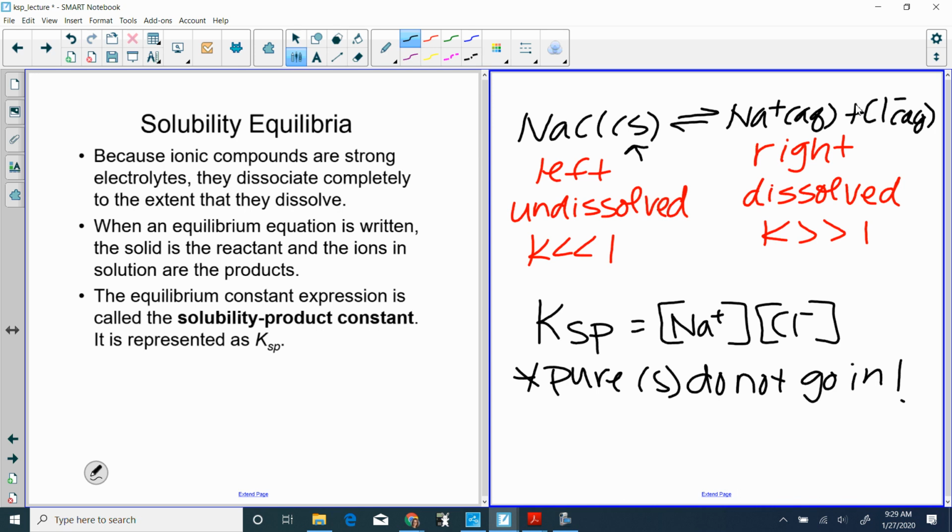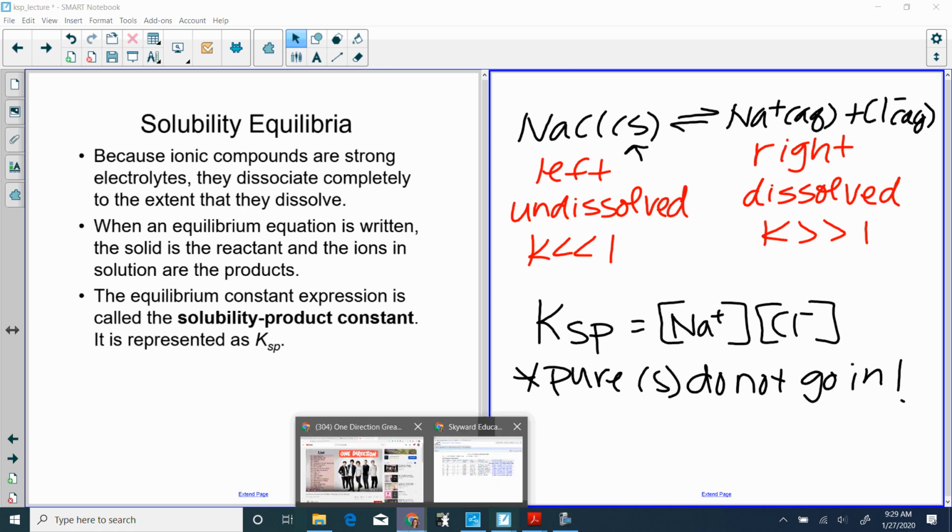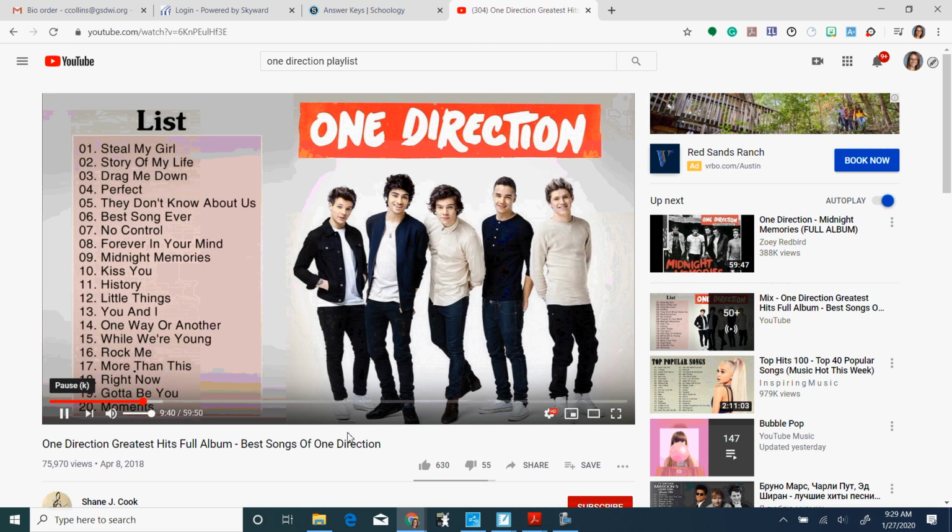Okay, just real quick, One Direction's going to sing to you. Talk about everything on the slide, left, right, how come pure solids don't go in and they don't have bottoms. Ready, go.